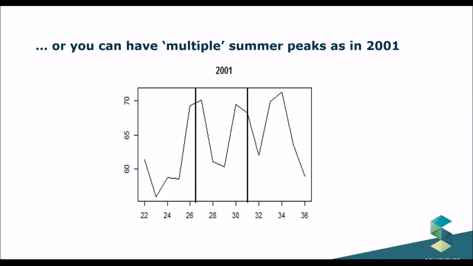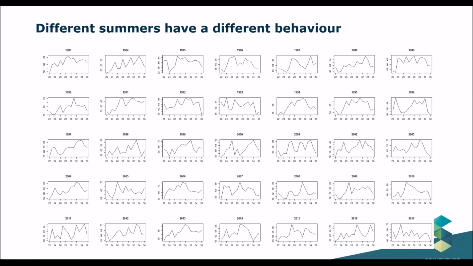And that's still another example. You could even have multiple summer peaks. And if you look at different summers, this is only looking at temperature. So you might need more variables than just temperature to explain the variance in your sales. Different summers will have a different behavior. And depending on your product, there may be a more important or less important impact of weather on your sales.